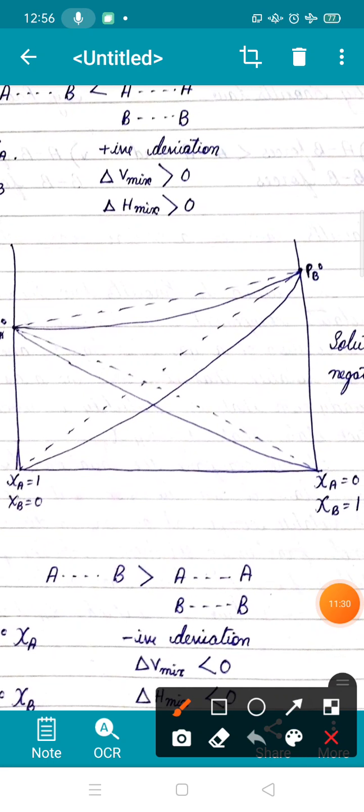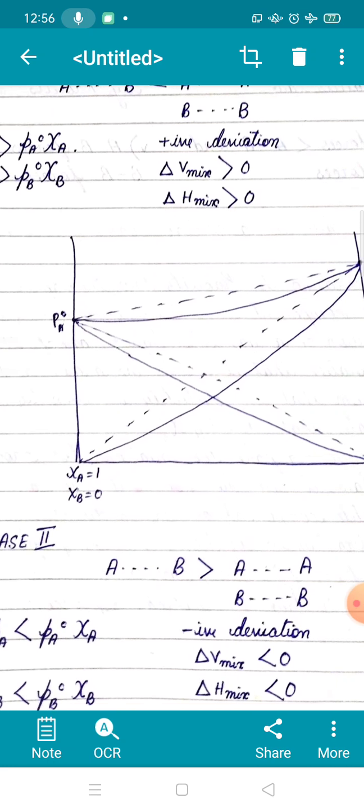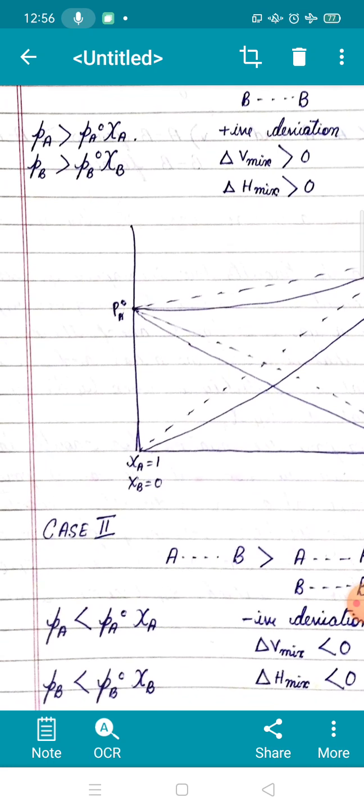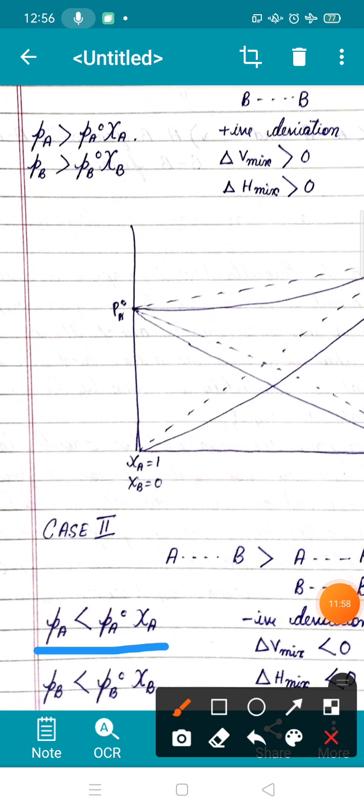You look here. Here we have taken chi A to be equal to 1 and chi B to be 0. So it is the same situation, PA naught, and here we have PB naught because chi B is 1. Now, as you know, AB interaction is stronger than AA and BB interaction as shown here. So what happens? What is the relation now according to Raoult's law? PA is less than PA naught chi A and PB is less than PB naught chi B.